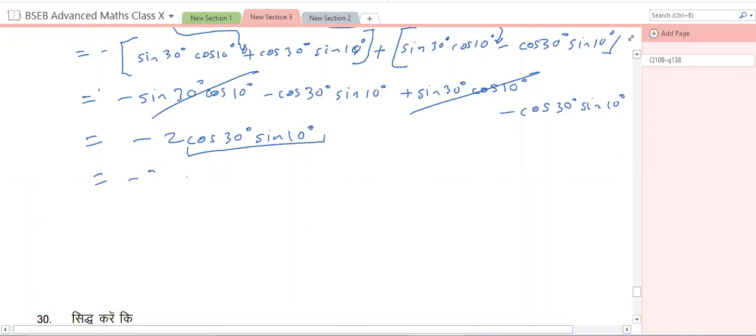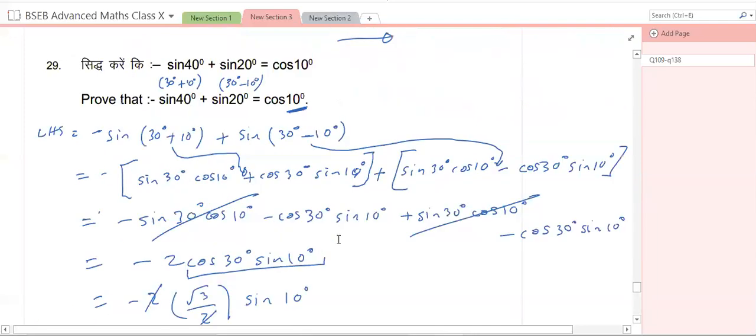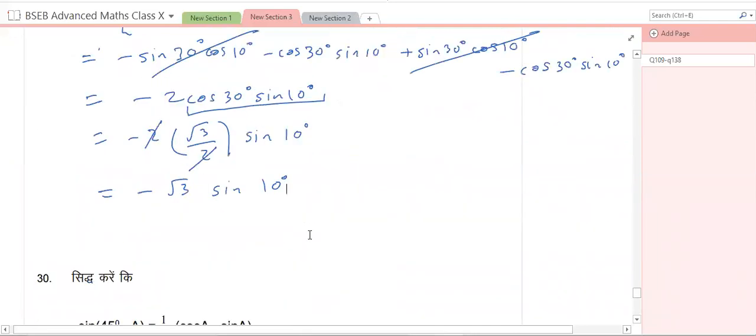Minus 2 cos 30 is root 3 over 2 and times sine of 10 degrees. You can see this and this cancelling out, which we have as negative root 3 sine 10 degrees. And what did we want? We wanted cos of 10.